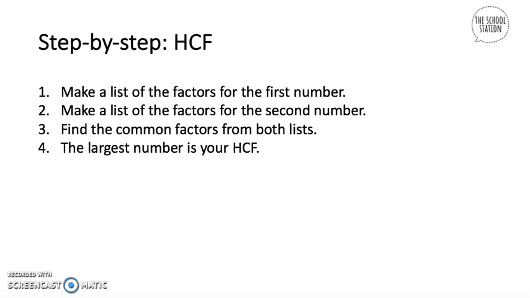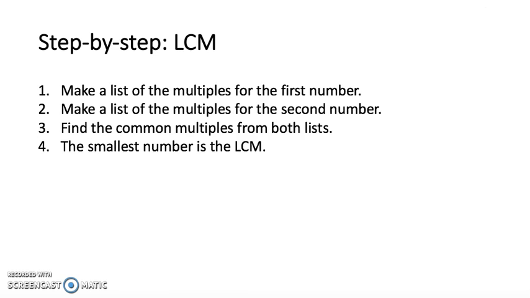So now that we know the step-by-step method for the HCF, let's see the step-by-step method for the LCM. Again, it's the same principle. The first thing you have to do is make a list of the multiples for the first number. I like to put about the first 5 multiples. But if you still don't find a common multiple, then you have to keep adding multiples until you find one. So I make a list of the multiples for the first number, and then I make a list of the multiples for the second number.